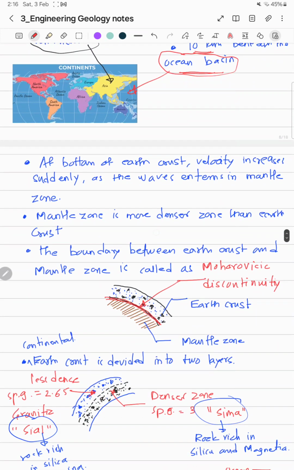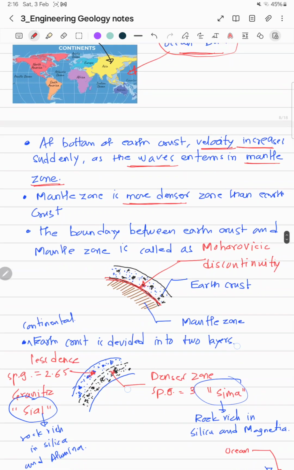At the bottom of the earth crust it is assumed, based on the available seismic velocity data, that the velocity increases as the waves transfer from the earth crust to the mantle zone. The mantle zone is denser than the earth crust zone.